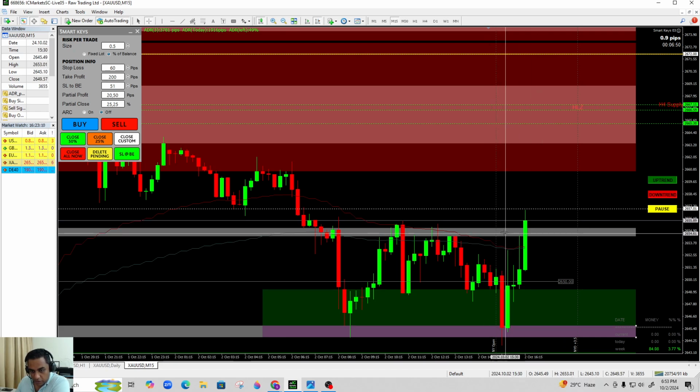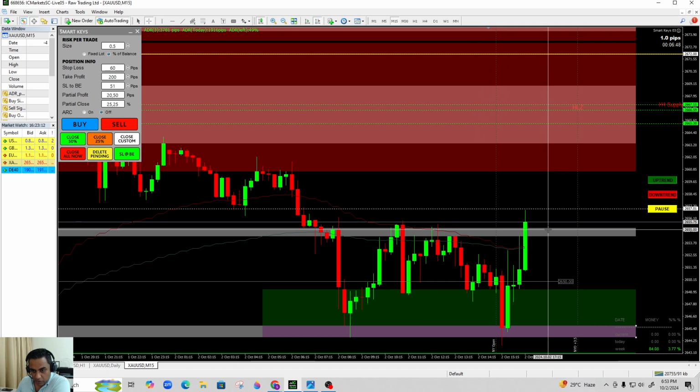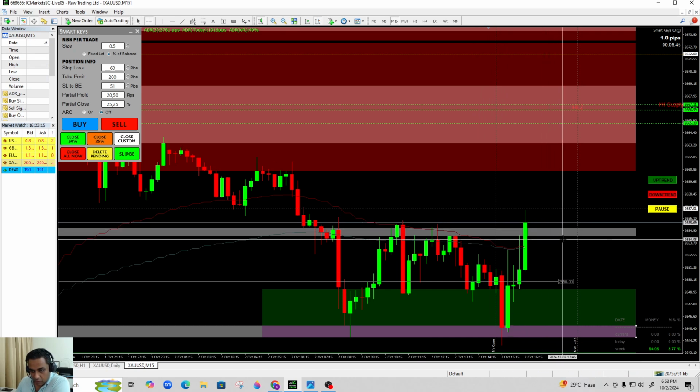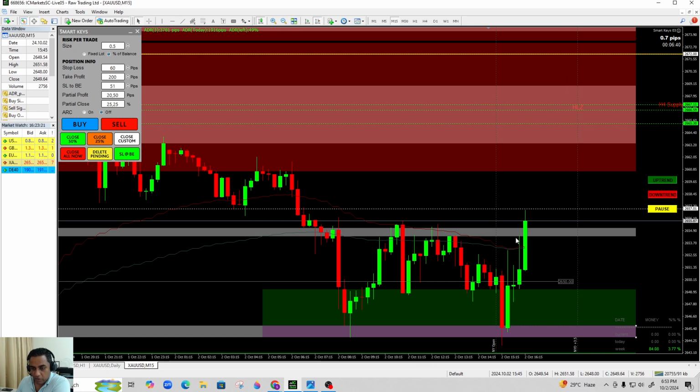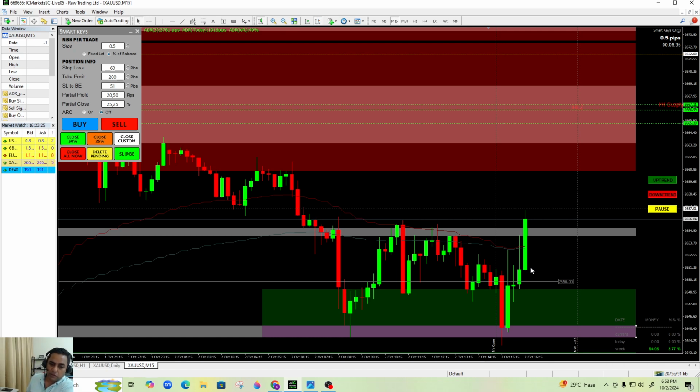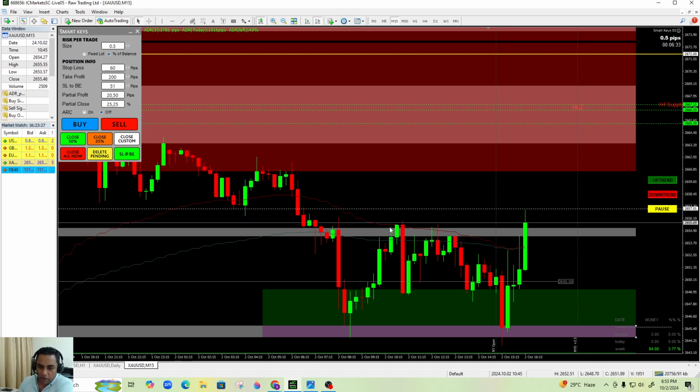So price was ranging, if the last 10 hours was ranging between this almost 100 pip range, right? About 100 pip range. So Asian session, London session, they all kind of ranged between this 100 pip range. Now finally price is respecting this London low and closed above.